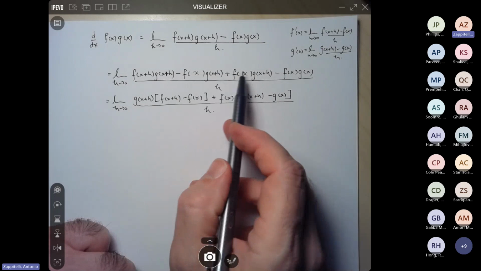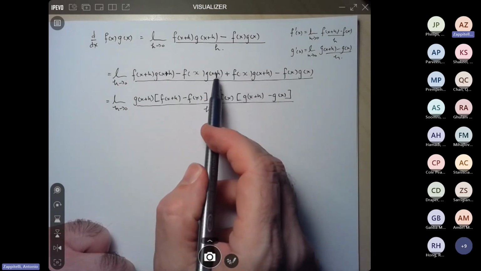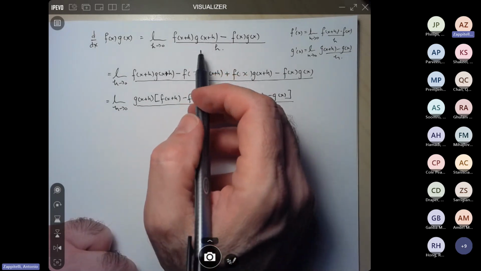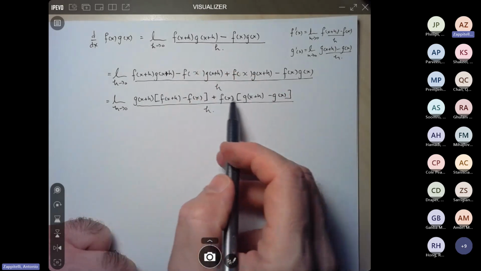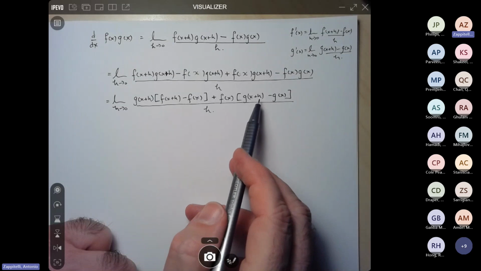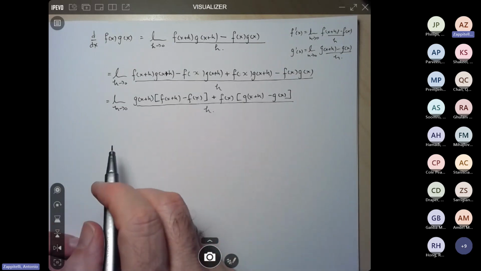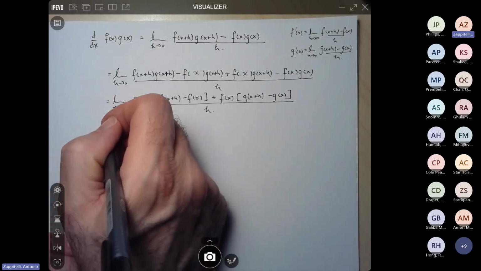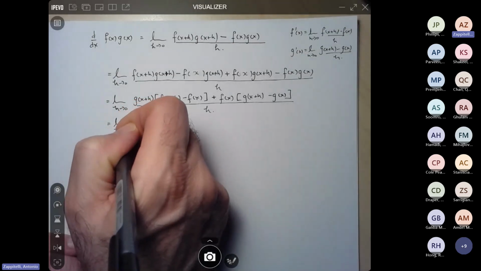So while this might have seemed like a bit of an odd thing to do, that we took a simpler expression and made it more complex, this trick now seems to be creating some very nice things. Okay, so now let's do some more algebra here.